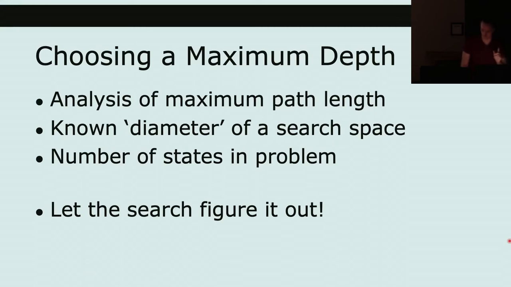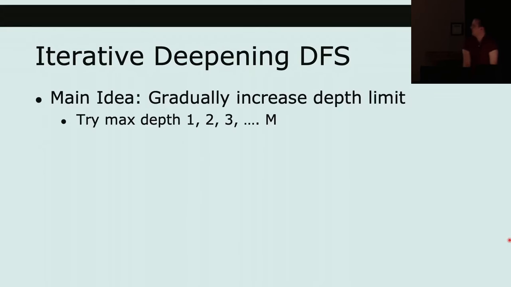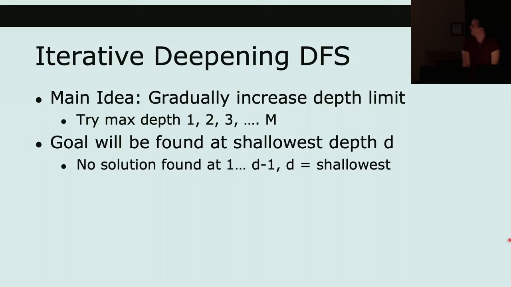Okay, good. So we're all about to learn something. Iterative deepening depth-first search. Iterative deepening, hopefully, that tells you what's about to happen. Let's just gradually increase the depth limit. Try 1. Oh, we didn't find anything. Try 2. Didn't find anything. Try 3. Didn't find anything. Okay, up to some value.